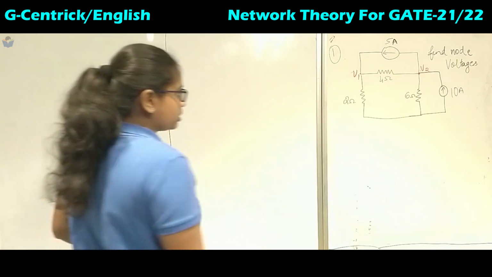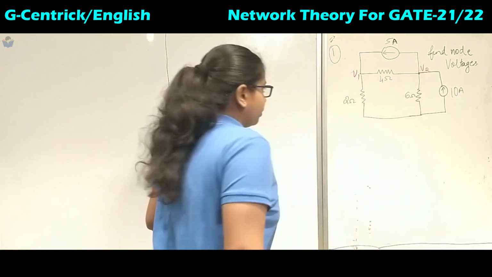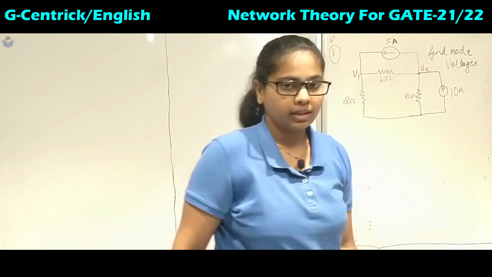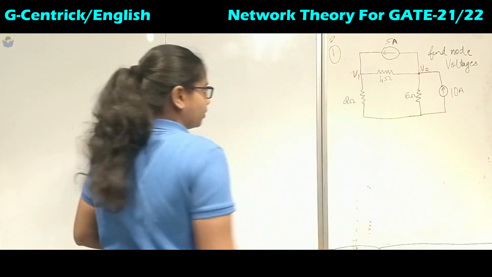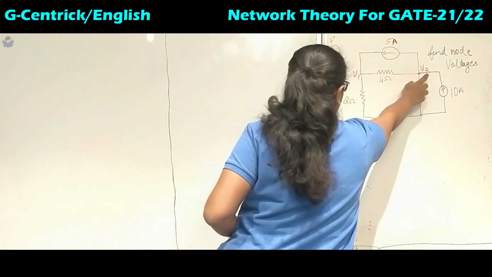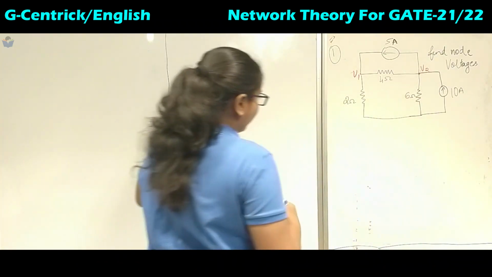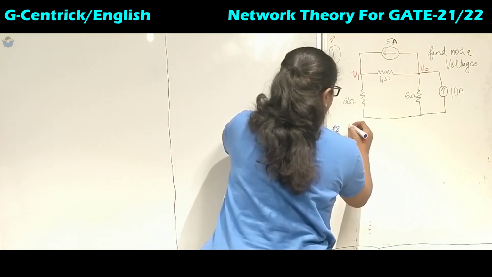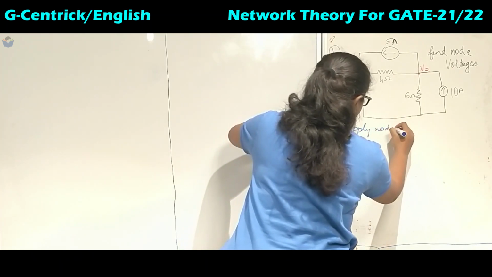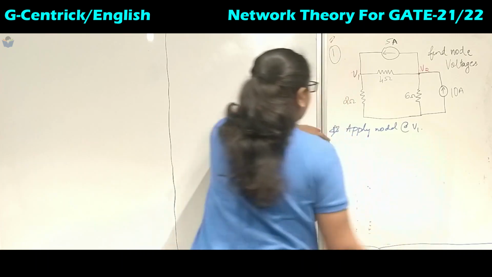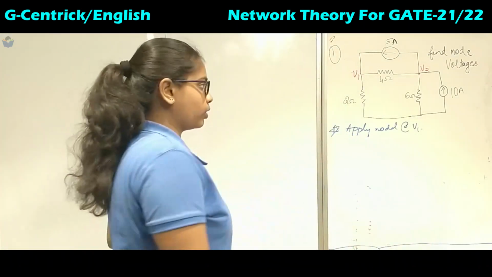Okay, coming to the third step, we need to find the values of the V1 and V2 using KCL and Ohm's law. So basically applying the nodal analysis at V1 and nodal analysis at V2. So first problem is apply nodal at V1. So at V1 we will apply the nodal analysis.